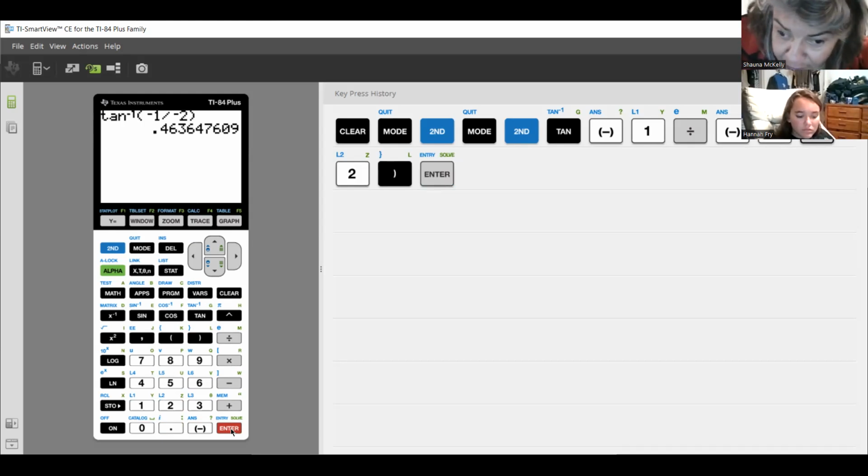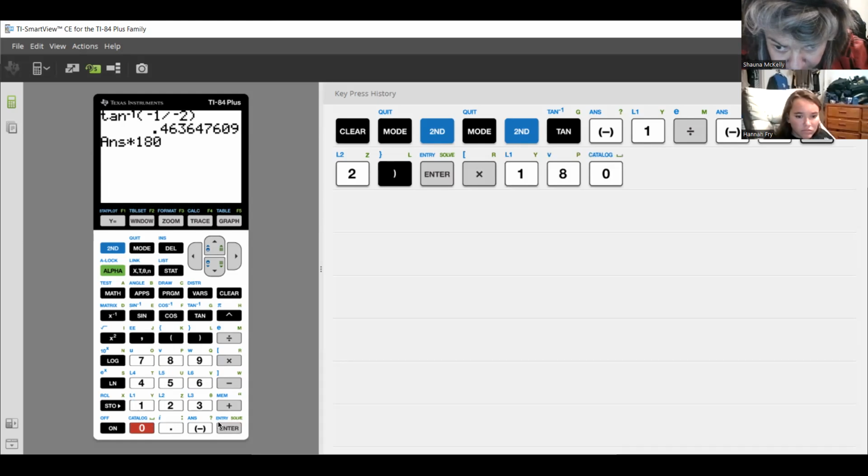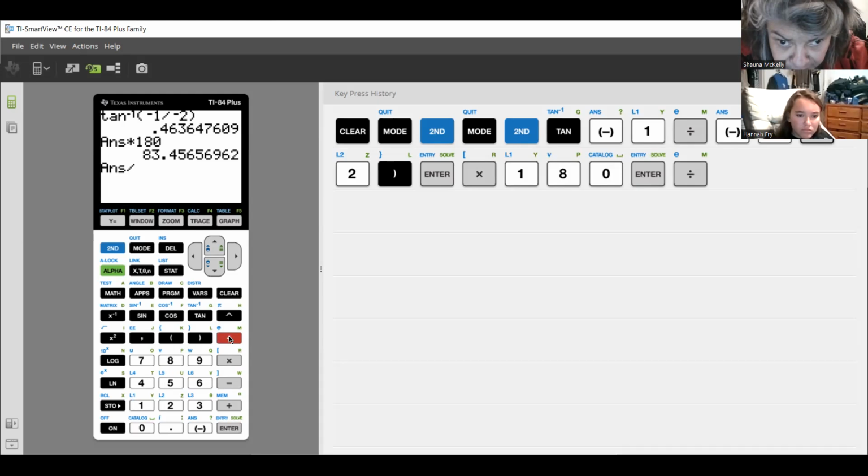Now, if I want to convert that to degrees, just to give you a little bit of perspective, if I have this in radians, then I'm going to have to multiply by 180 and then divide by pi. Remember that? Let me write this out so you remember, because it's been a minute since we've done it. I'm going to round it when I write it. This is 0.463 radians.